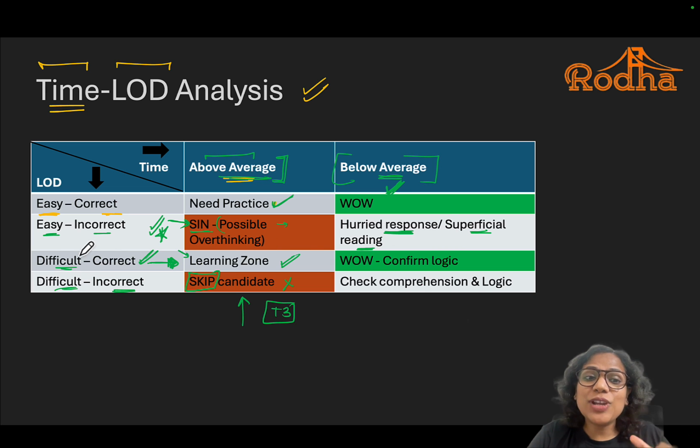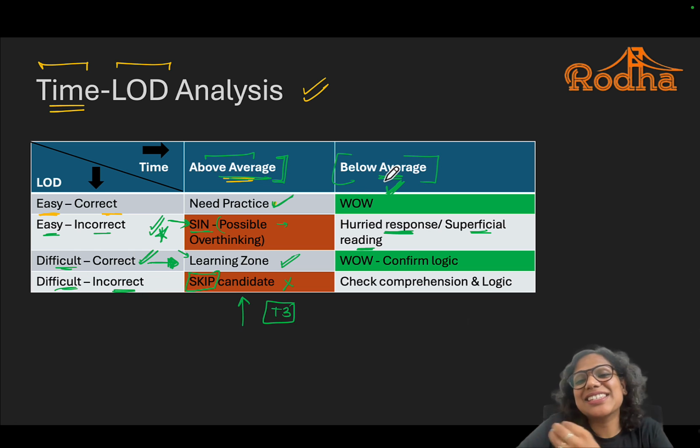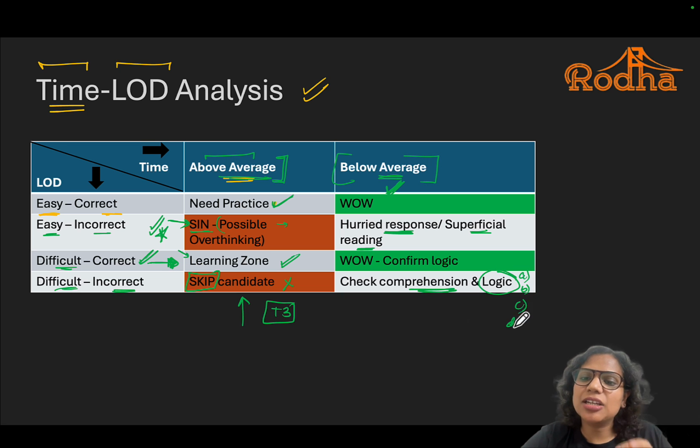And if, let's say, this was a difficult question and you got it incorrect, but yes, the silver lining is that you spent below average time here. In that case, just check whether you really understood the passage or the specific area from where the question came, whether you understood the question stem and the options, what they were saying, the logic of the author or not. So check these areas.